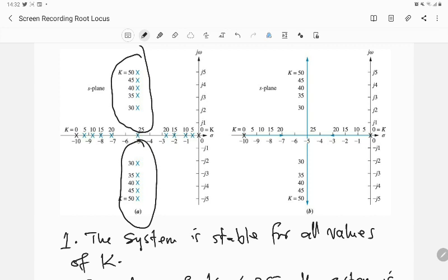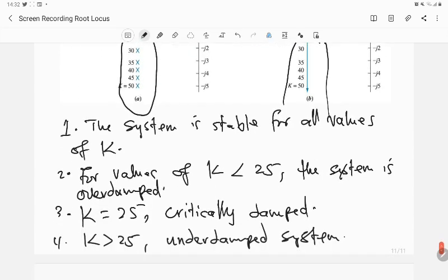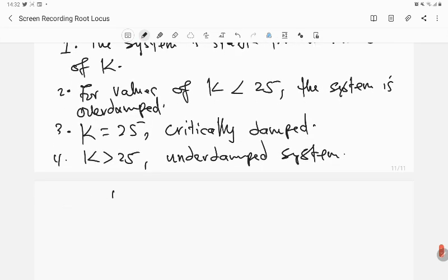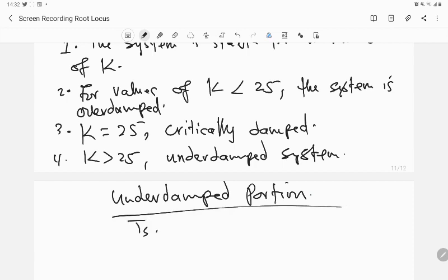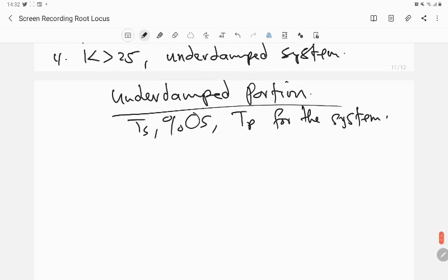Okay, the values of k for which we have this portion. So if you focus on the underdamped portion, what can we say about the Ts, the percentage overshoot, and the Tp for the system? Well, we can look at what happens.